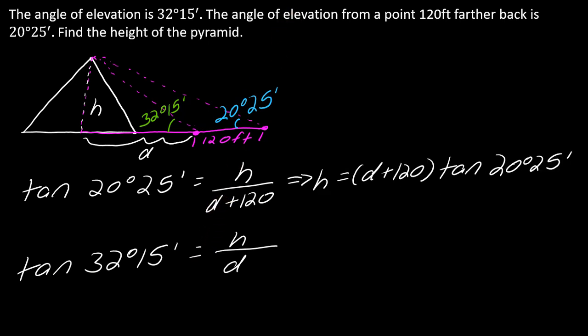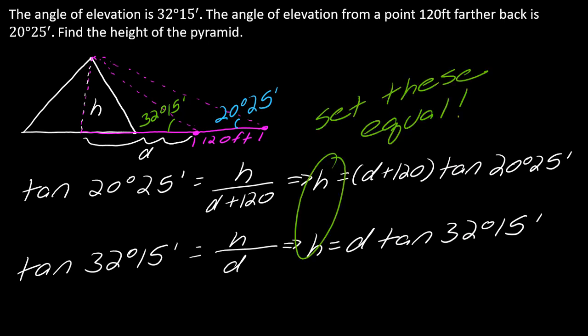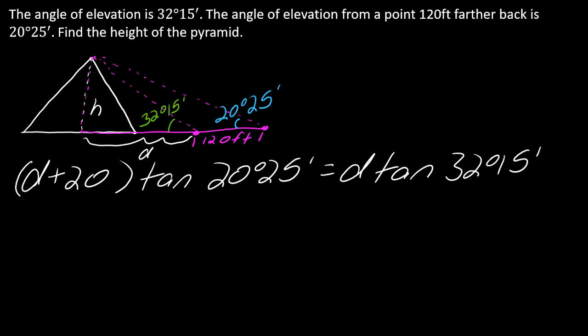Okay, so the first one, if I solve for H, I just multiplied this D plus 120 to the other side. And for the second one, if I solve for H, this H now is going to equal D tangent 32 degrees and 15 minutes. Okay, so we're getting that direction, right? And now that I have these two H's, I can set these two equations equal to one another, right? So we're kind of using the substitution method.